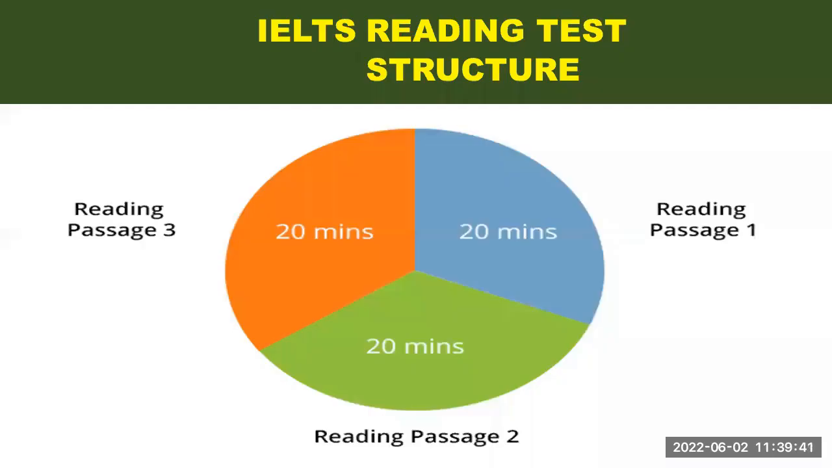Now let's proceed and look at the IELTS reading test structure. You need to understand that there are 3 sections: reading passage 1, 20 minutes, reading passage 2, 20 minutes, and reading passage 3, 20 minutes.